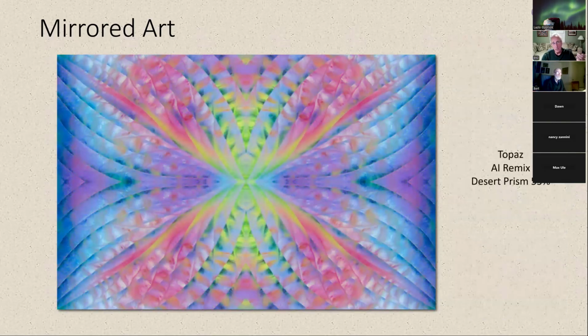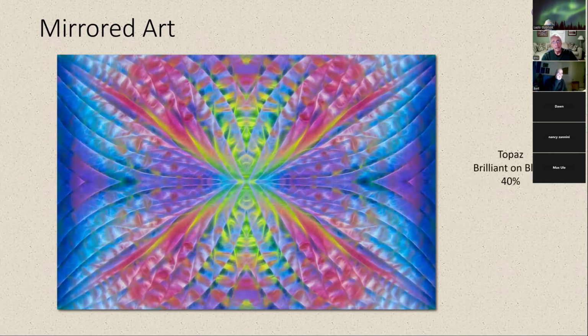In this case, I went into the AI Remix section, this thing called Desert Prism, and you can go back in again. There's so many looks in Topaz Studio 2. This one's called Brilliant on Black. Again, very abstract, kaleidoscope-like looking image.